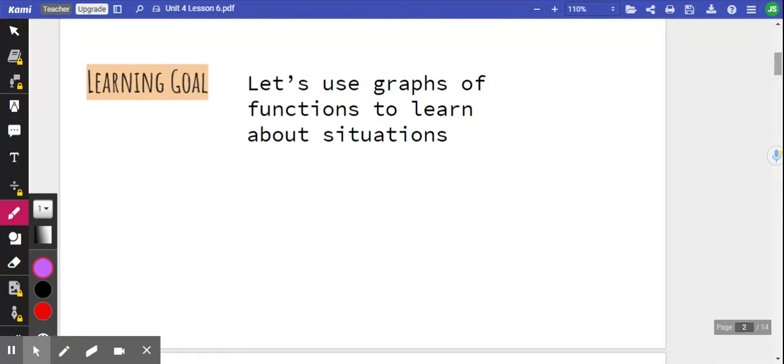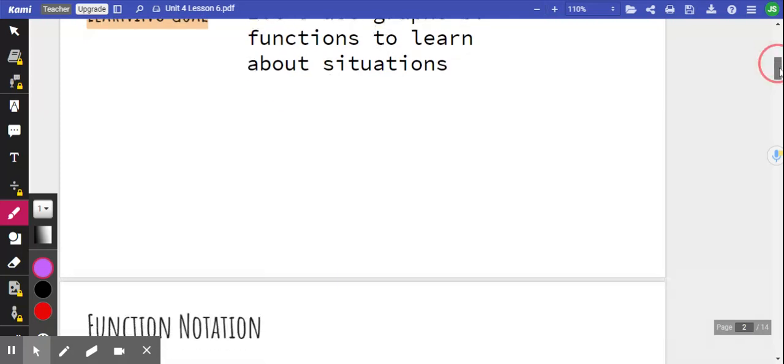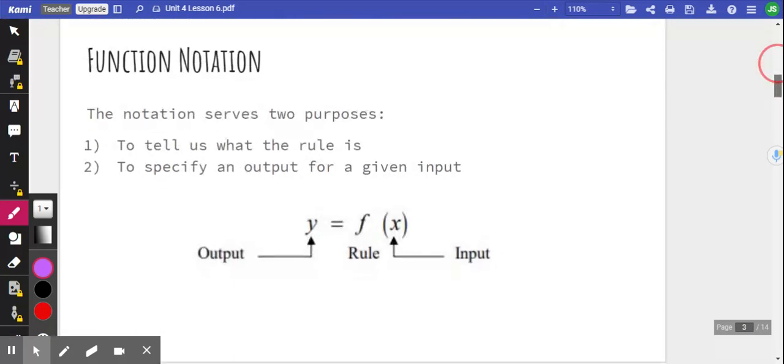Okay, so today's learning goal: let's use graphs of functions to learn about situations. So we're not going to deal too much with situations today, but mostly just the parts of graphs.